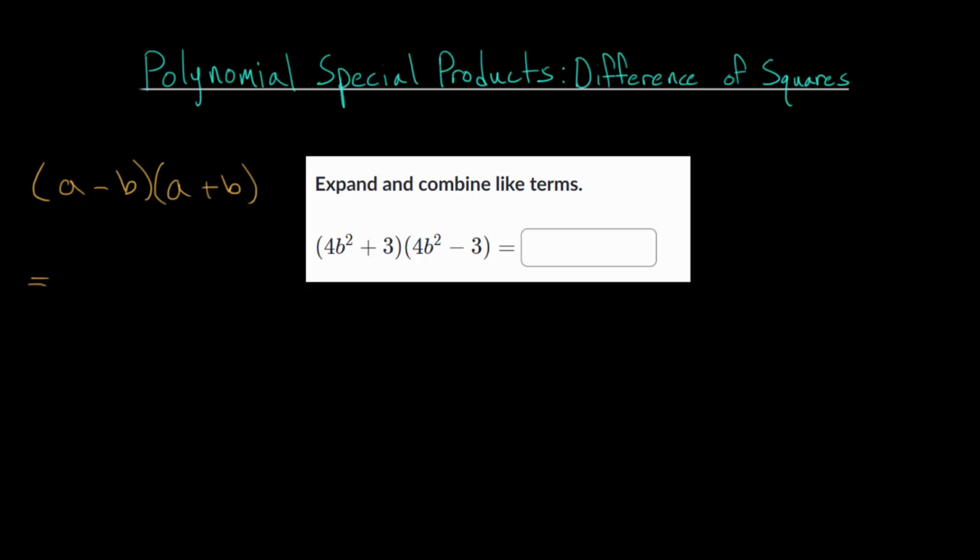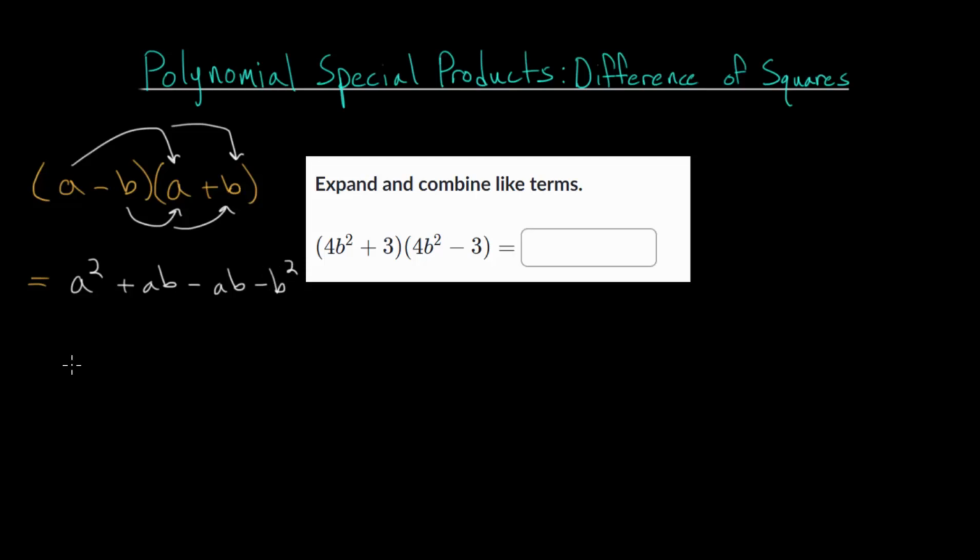Now, to actually multiply these out, remember with multiplying binomials that we just use distribution. So this a term will multiply to both of the terms in the second binomial, and this minus b will multiply by both terms in the second binomial. So we get a times a, which is a squared. We get a times b, which we can write as just plus ab. We get minus b times a, which I'll write as minus ab since we can switch the order. And then we get minus b times b, which is minus b squared.